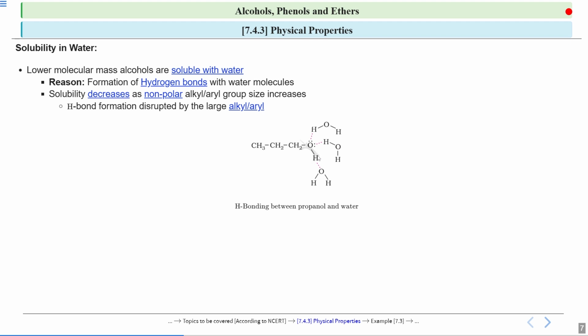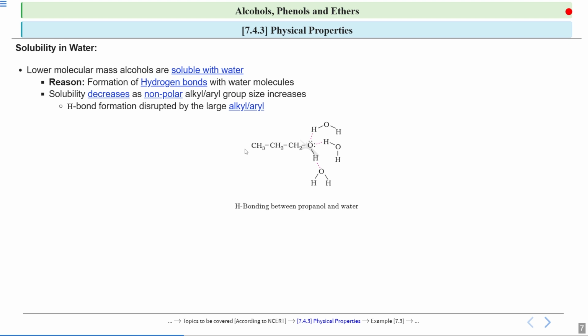Similarly, look here, this is the H of your propanol, and this is the oxygen of your water molecule. Since oxygen, being more electronegative, is withdrawing the electron density from this hydrogen, the red dots represent the hydrogen bonds. This oxygen will develop a partial negative charge and this hydrogen will develop a partial positive charge. And see, in the case of propanol, this is a small carbon chain. There are only 3 carbon atoms. Because this alkyl group is small, propanol is soluble in water.